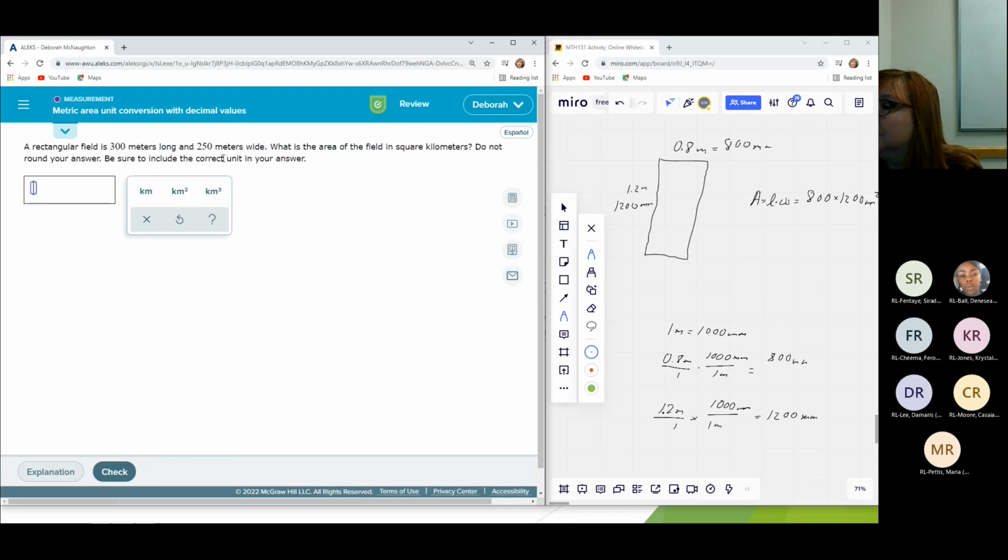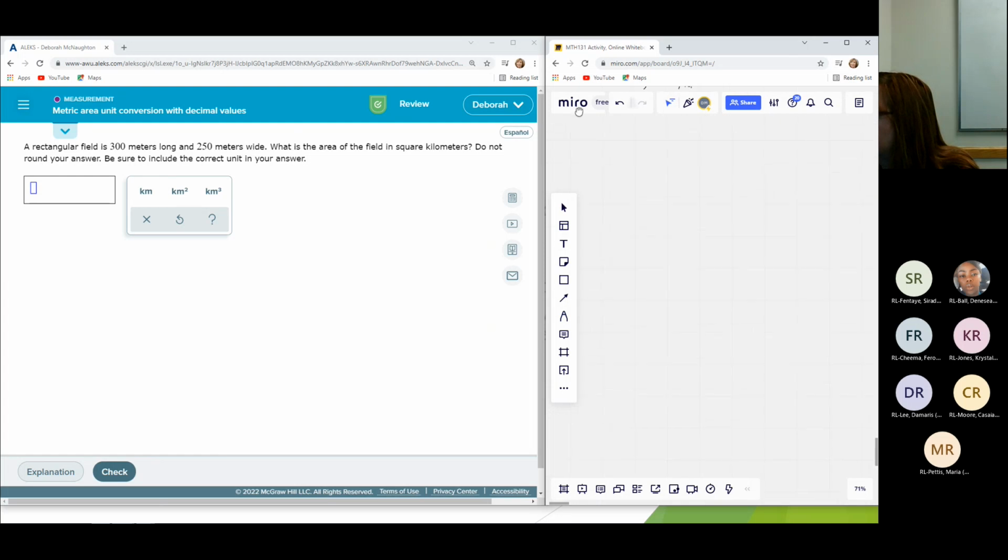So now they gave us meters. So the field is 300 meters by 250 meters. What is the area in kilometers? We're going to do this one the same way. So we draw our field, and it's 300 meters by 250 meters. And then it wants to know what's the area in kilometers. So we're going to do the conversion first. So there are 1,000 meters in 1 kilometer.